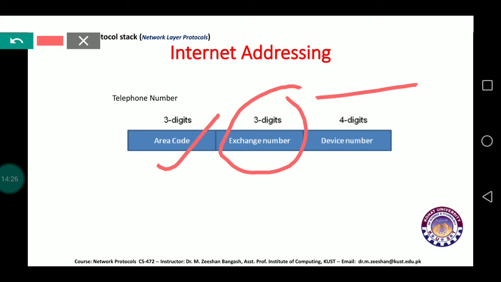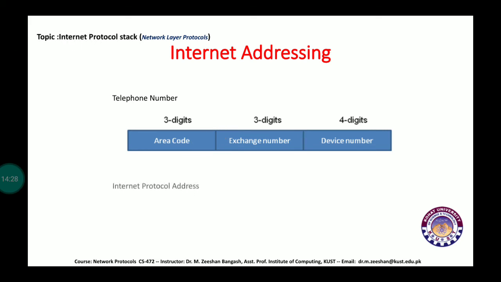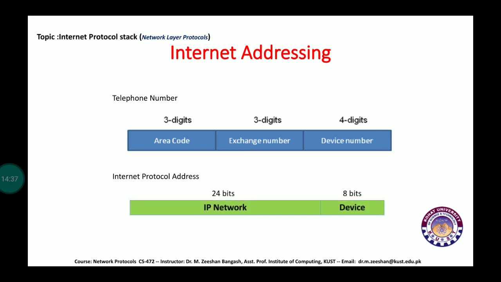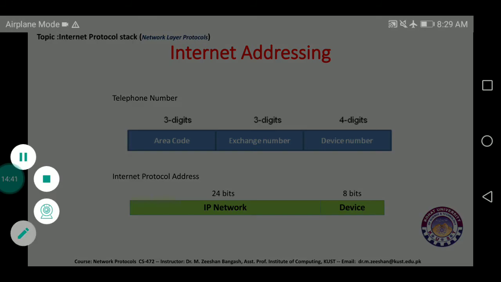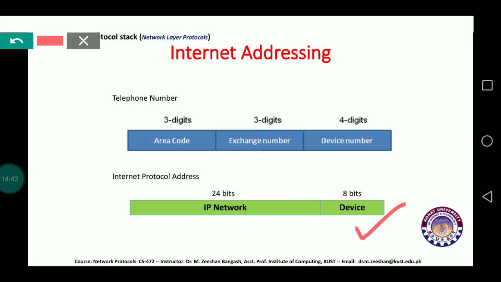Similarly, if we talk about the internet protocol addressing, or we can call it IP addressing, it has two parts. The first part is basically the IP network addressing, and the second part is basically the host or the device addressing. So that address basically comprises two pieces of information. One is about the network information, and one is about the device information.